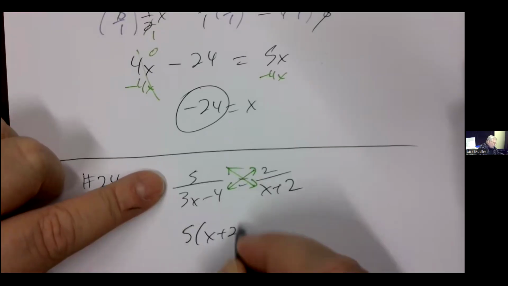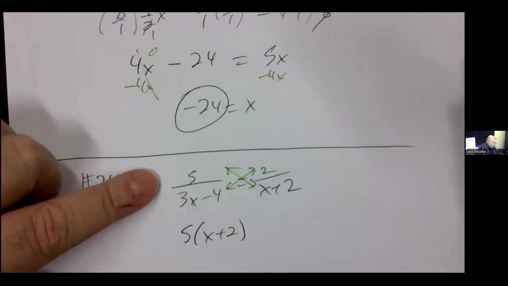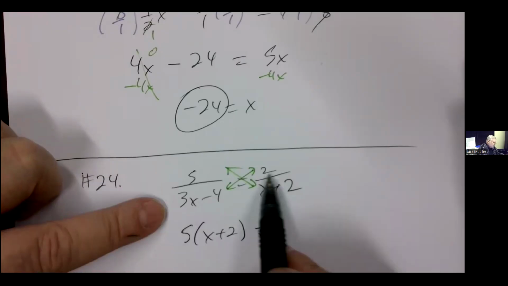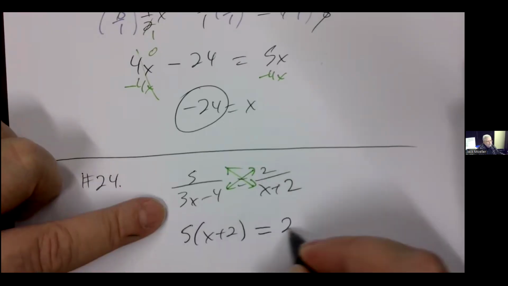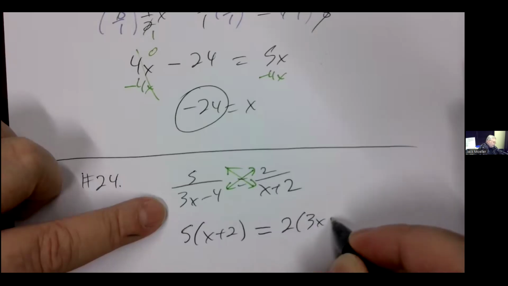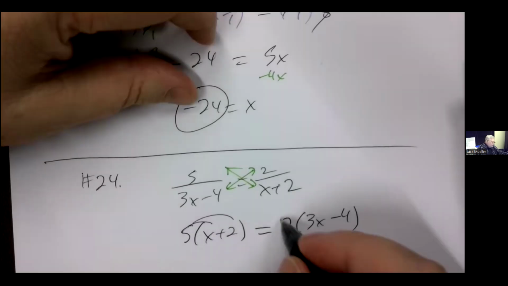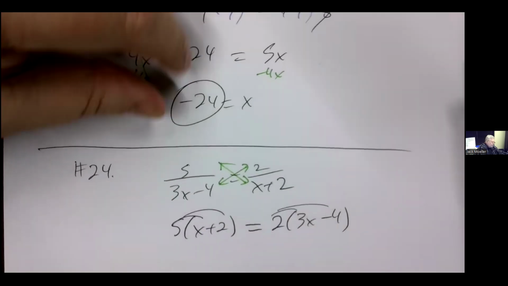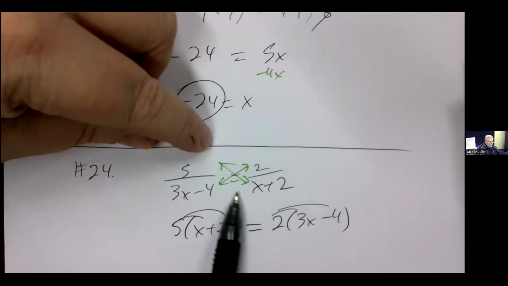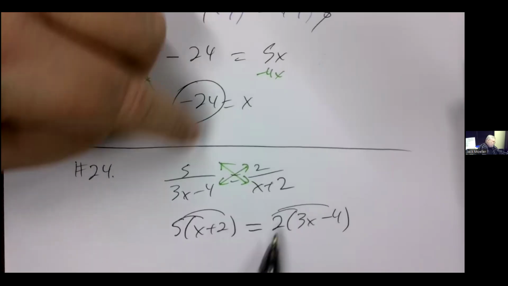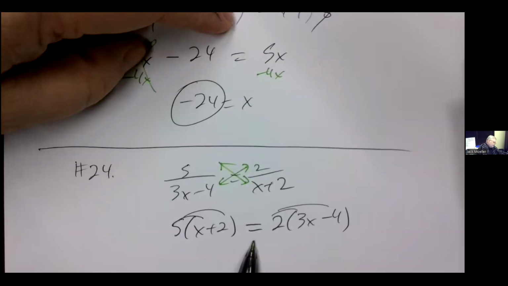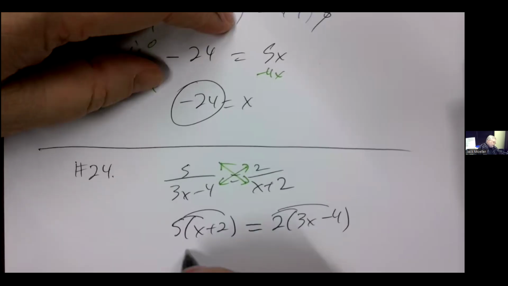And then we have equals, and then we have 3x minus 4 times 2. We tend to put the 2 in front. So both of these are distributions. The next thing you would do is do your distribution. But by doing that cross product, it takes an equation that has a fraction on both sides, gives us an equation without fractions. So that would be 5x plus 10 equals 6x minus 8.